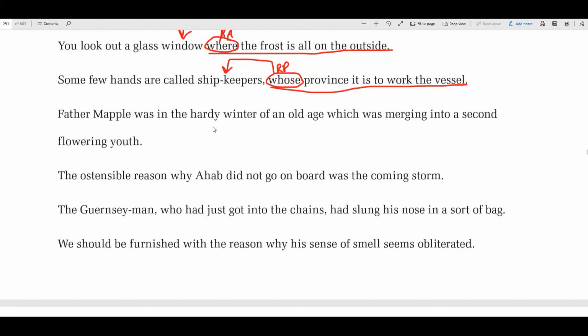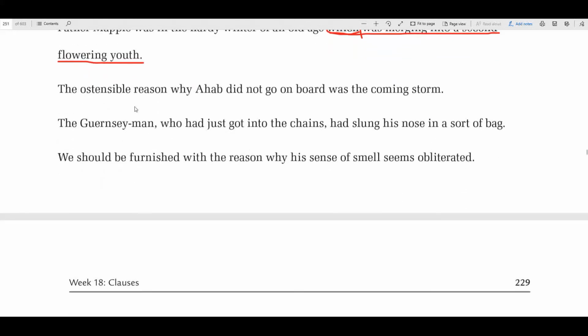Father Maple was in the hardy winter of an old age, which was merging into a second flowering youth. Good. The ostensible reason why Ahab did not go on board was the coming storm.